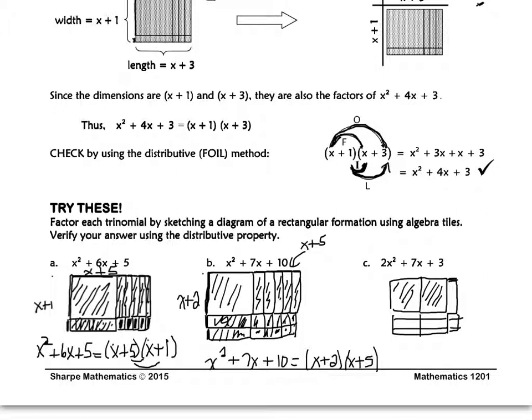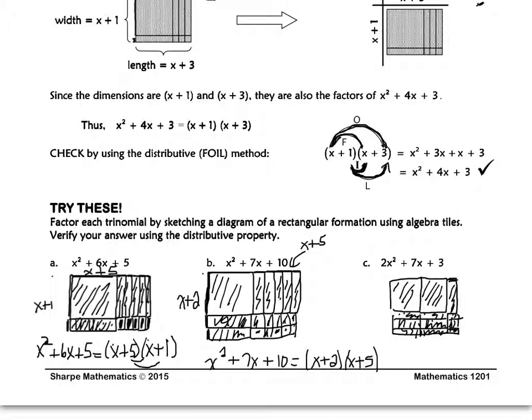That's not a very good picture, sorry about that. I wonder if I can kind of fix that up a little bit. Oh, I think I made it worse. Anyway, so if you shade all those in, it makes it look even messier. That is, again, representing 2x squared plus 7x plus 3.